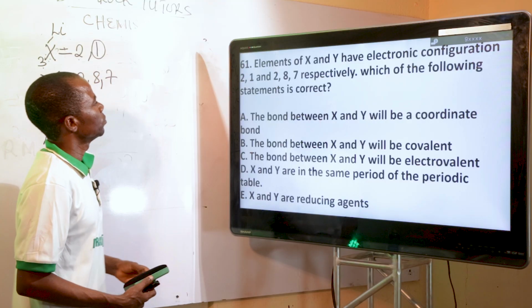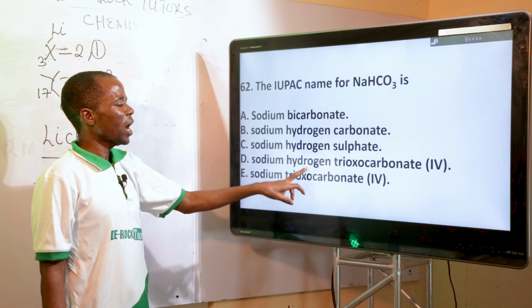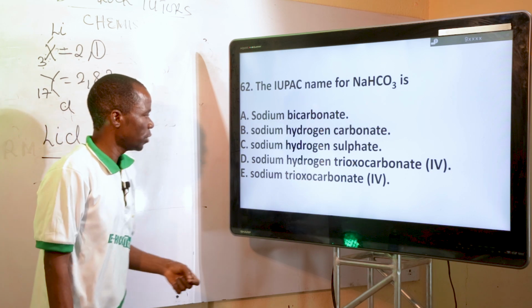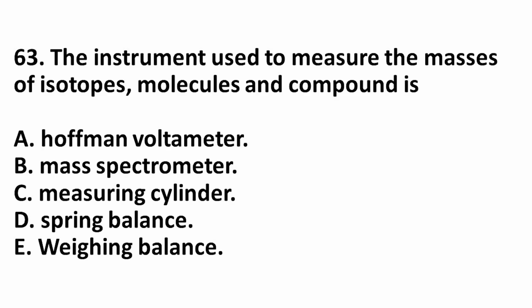Number 62. The IUPAC name for NaHCO3 is, we refer to it as sodium hydrogen trioxocarbonate(IV). Sodium hydrogen trioxocarbonate(IV). So that's the IUPAC name for it. Option D.